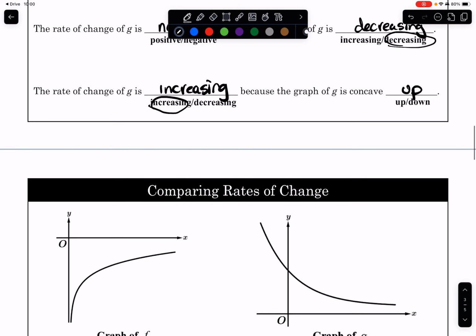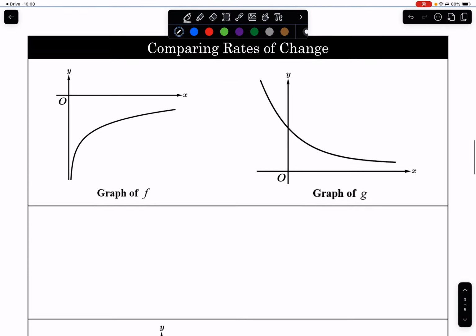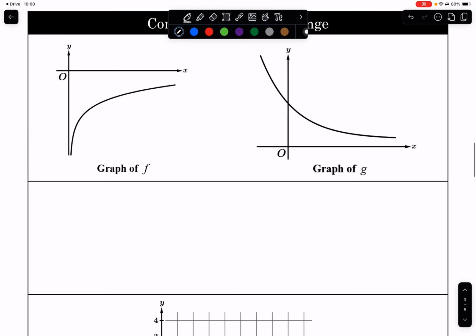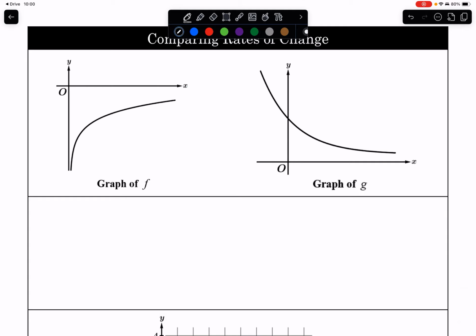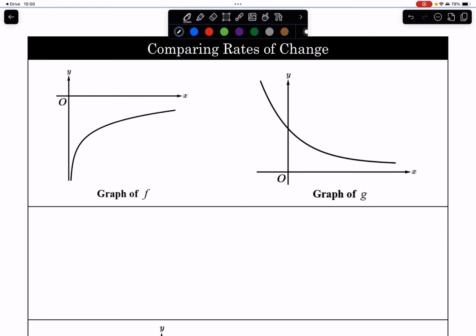Now let's compare some rates of change. Let's look at this situation right here. Which of these two graphs is going to have a larger rate of change? So we look at these examples. Now, because this graph on the left, the graph of f, is increasing, that means that the rate of change is always going to be positive. So our ARC is always going to be a number greater than 0.